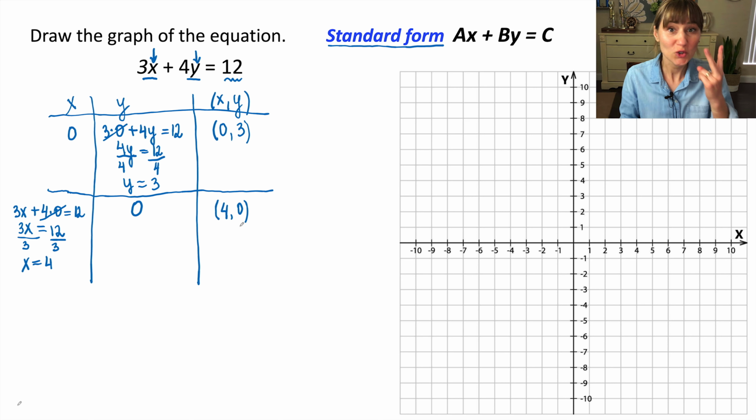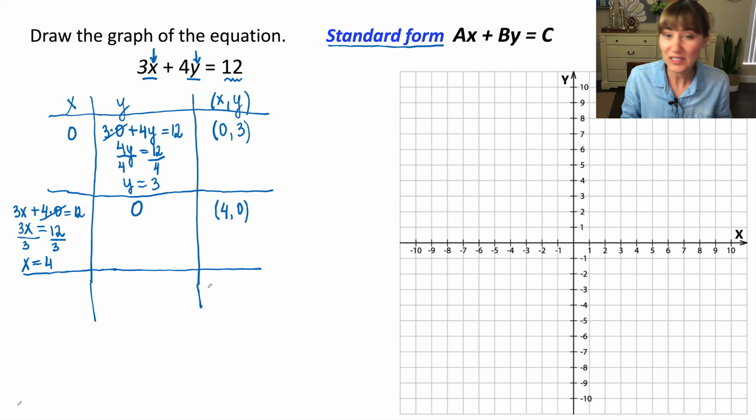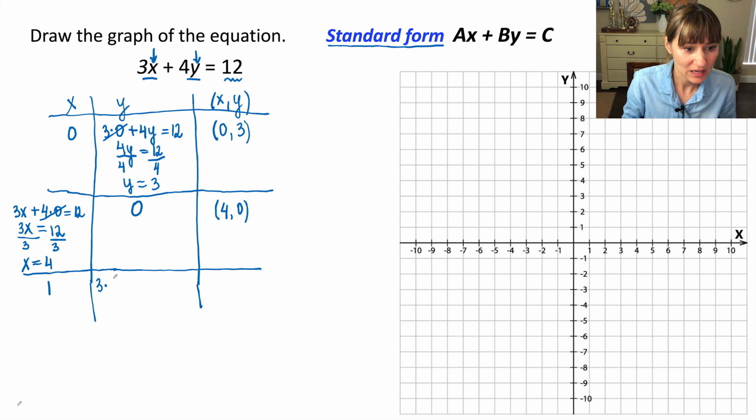Very good. 2 points is usually enough to graph a line, but let's get another point just to be sure that all our points are lined up. So let's pick, for example, 1 for x, and let's plug 1 into the equation for x. So 3 times 1 plus 4y equals 12.